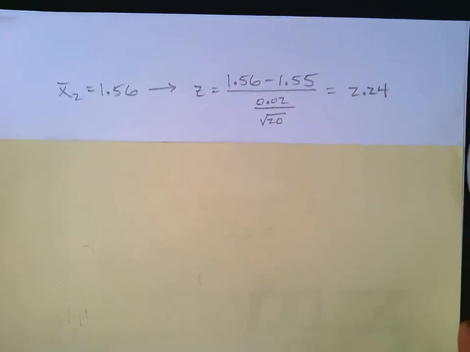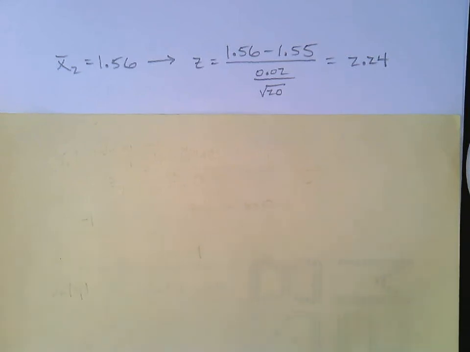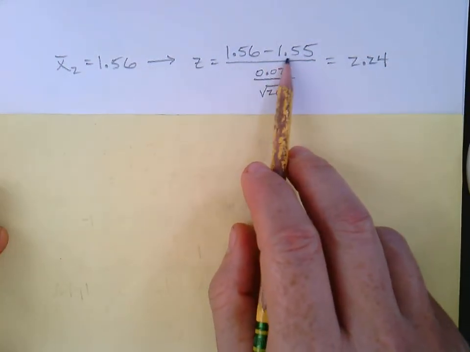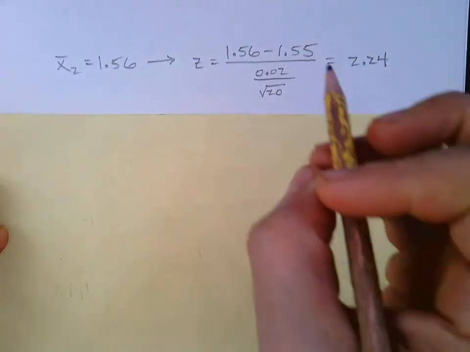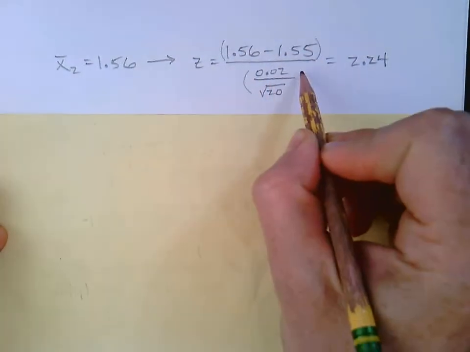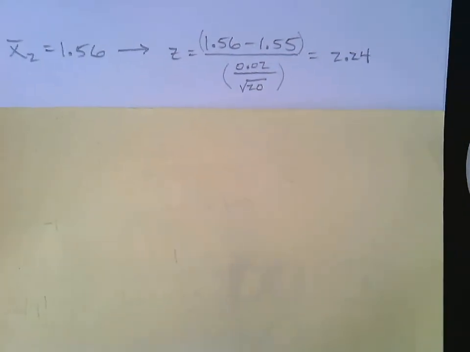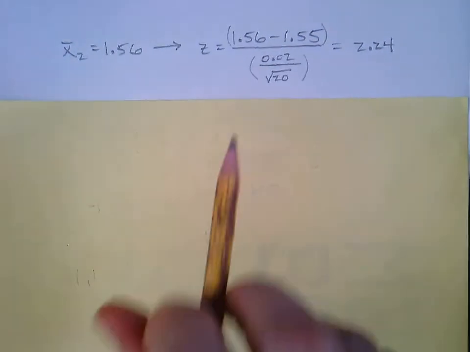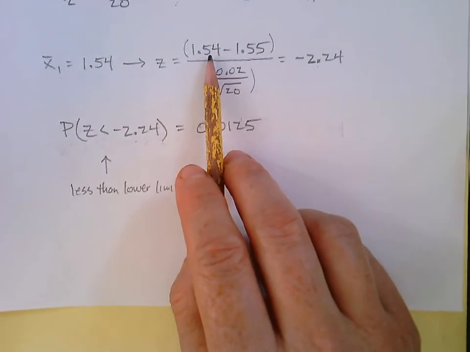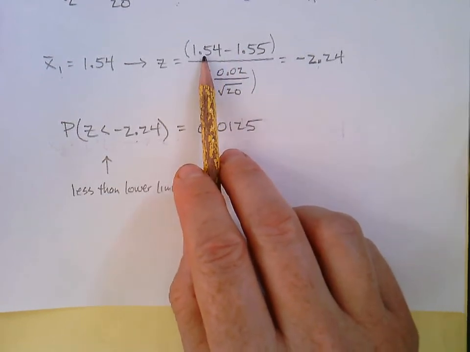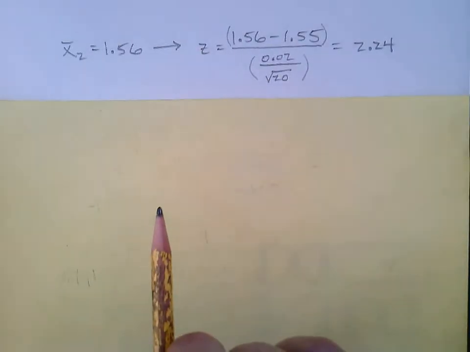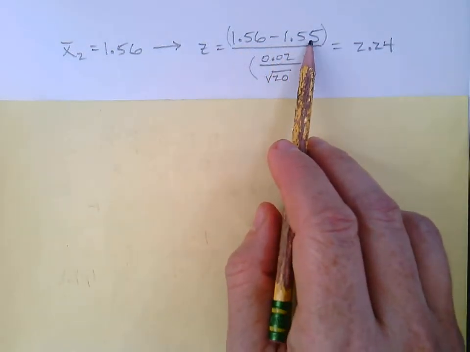For x bar number 2, the most that we can get for our sample average is 1.56. And we'll go about it in a similar way. 1.56 minus 1.55 over 0.02 over the square root of 20, parentheses like so. And you notice when you do this calculation, the numerator is very similar to this numerator. Here, if you subtracted those, you'd get negative 0.01, while in this case, you would get positive 0.01.